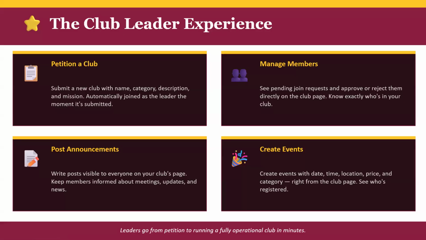For the club leader, the Sun Devil Connect handles the operational side. They're able to petition a new club and are automatically joined as a leader the moment they submit. They see pending join requests and can approve or reject them directly on the club page for incoming users. They're able to post announcements and write posts visible for everyone to see on their club's page. It keeps members informed about meetings, updates, and news, or just any other relevant update that's important for the club.